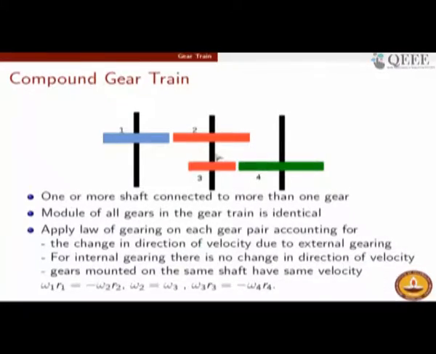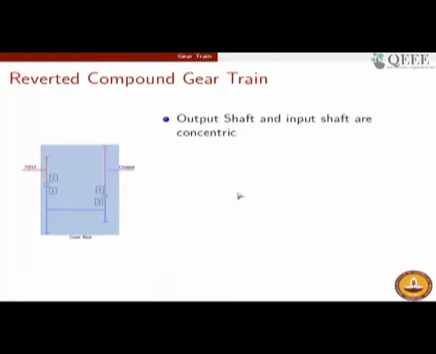With that, let us go to the next feature, which is called a reverted compound gear train. This is exactly what is happening in most of the manual transmissions in vehicles. So let us study this in some depth. Here we have the input shaft, which carries a gear shown in red. The input side of this shaft is connected to the flywheel of the engine. And this is the output shaft, shown in magenta, and this goes and feeds into the wheel.